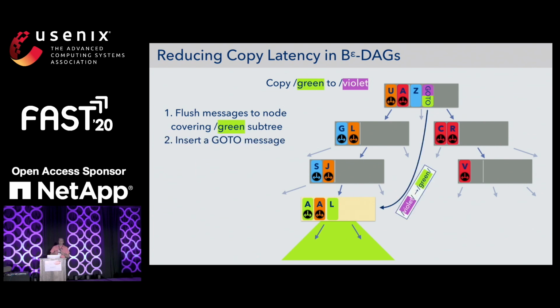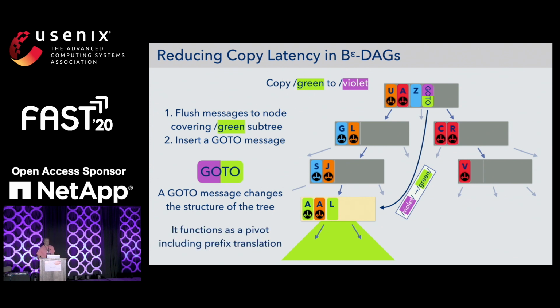Now, a go-to message is a new kind of message. Generally, messages in B to epsilon trees or LSMs change the data that's stored in the tree. So you might insert some new data, update some data, or delete some data, things like that. A go-to message does something a little bit different. It changes the structure of the tree. A go-to message functions as a pivot, and it could potentially even do prefix translation. So I've stuck this go-to message in the root, and it points to this node down here.